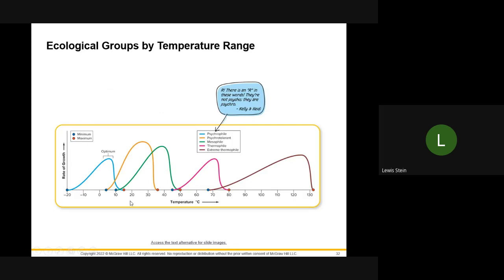And this is the chart. So you can see falling off a cliff. Not quite so much cliff here. Mesophiles, big time cliff. Okay, that's the chart. So these are the ones you have to know. Psychotrophs, mesophiles, thermophiles.